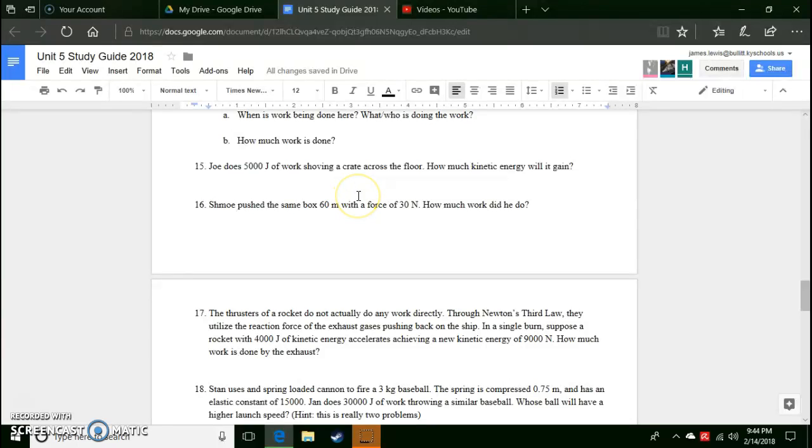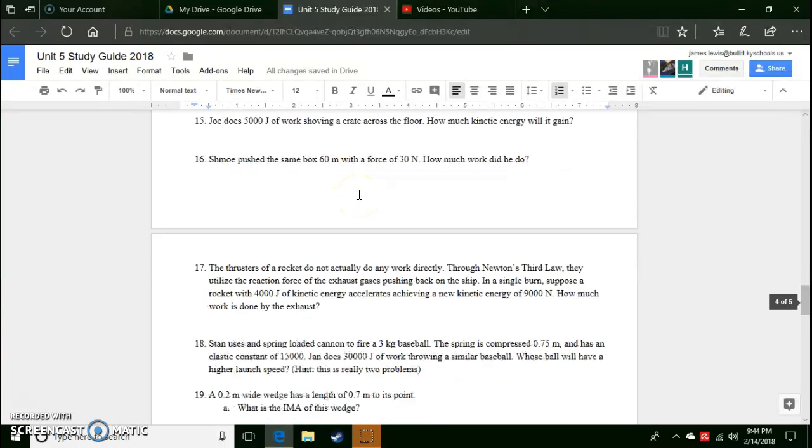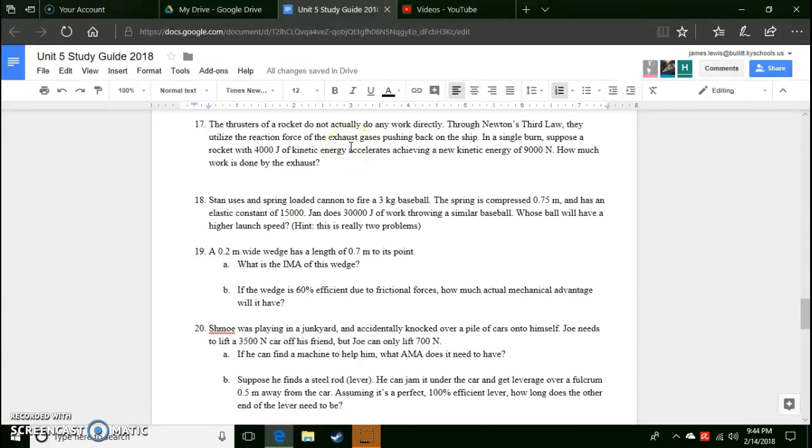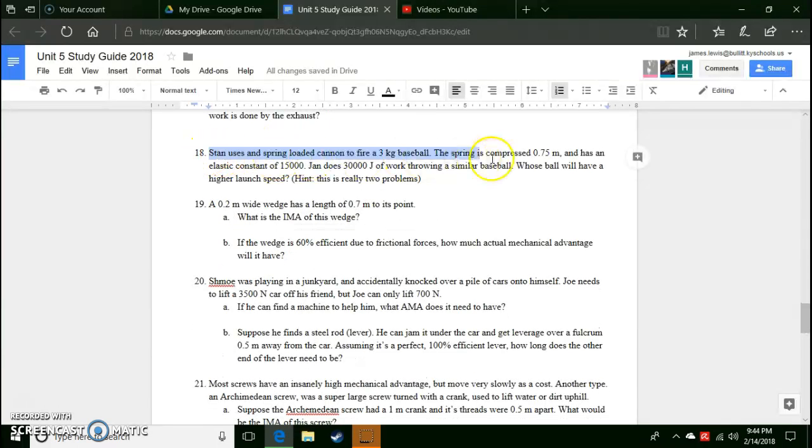Go back and look at the old work assignment that we did towards the beginning. Okay. Here we go. This was the next hard one. Stan uses a spring-loaded cannon to fire a 3-kilogram ball. The spring is compressed 0.75 meters and has an elastic constant of 15,000. Jan does 30,000 joules of work throwing a similar baseball. Who will have the higher launch speed?